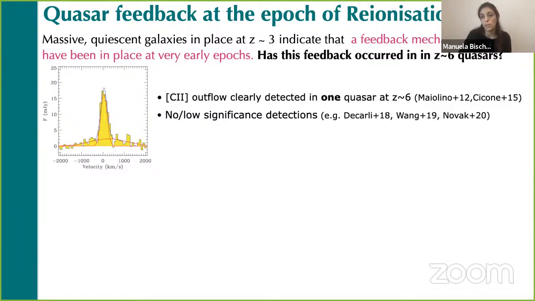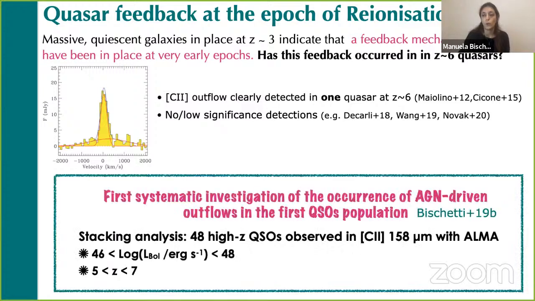So for this reason, last year we decided to go for the first systematic investigation of the occurrence of AGN-driven outflows in the first quasar population. So essentially what we did was collecting all quasars with available ALMA observation of the carbon 2 emission line. And we assembled a sample of 48 quasars with bolometric luminosity of 10^47 erg per second on average, in a redshift range between 5 and 7.